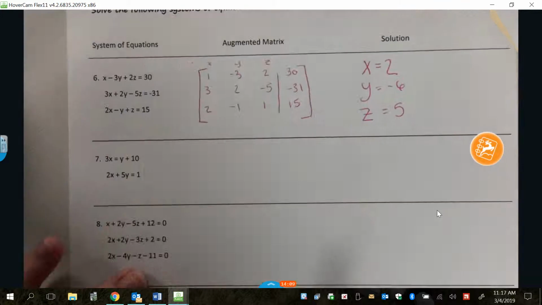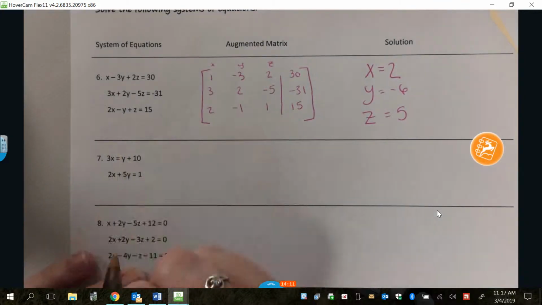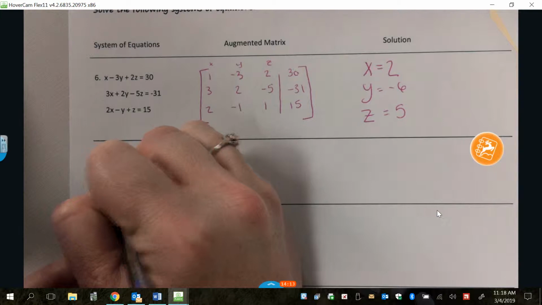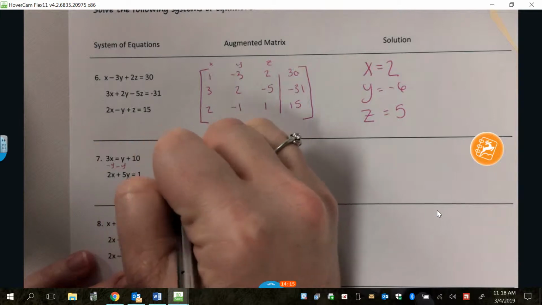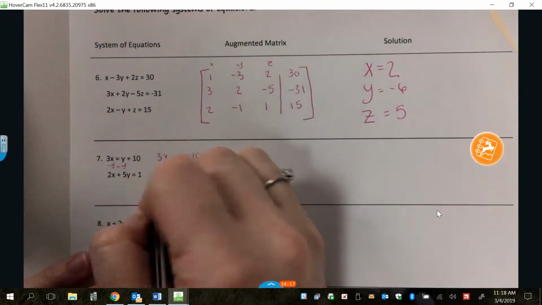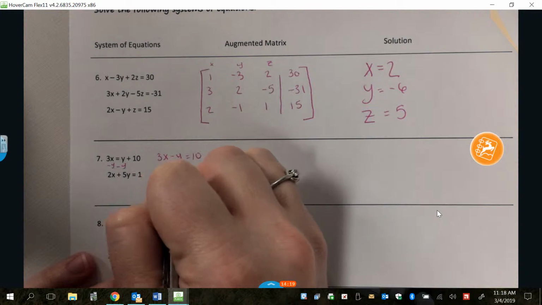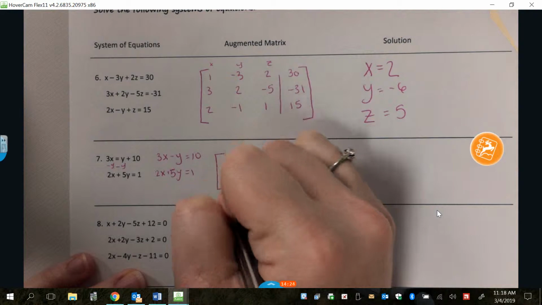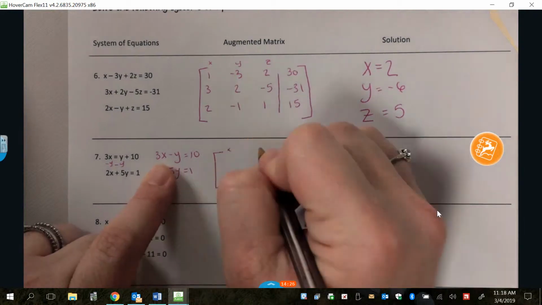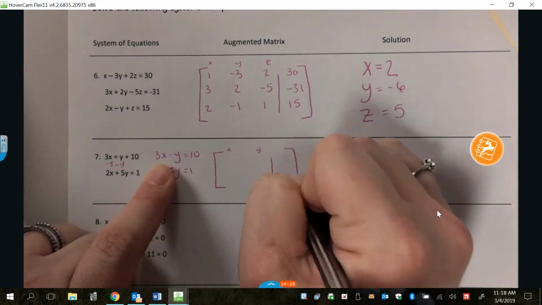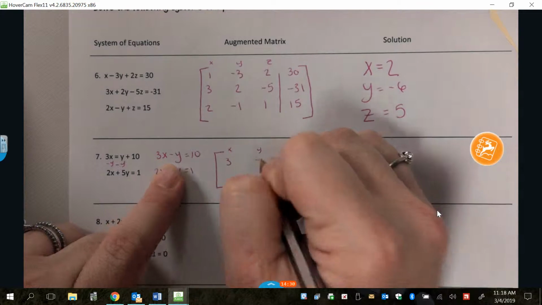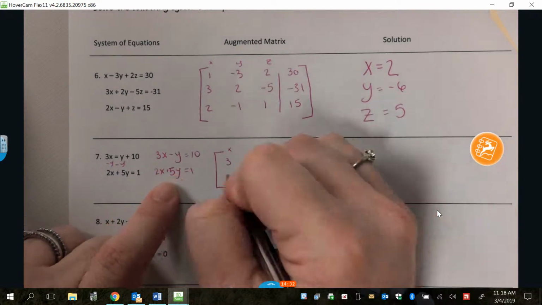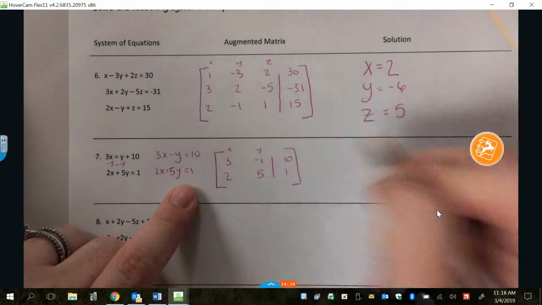So let's try this one. Have you noticed my y needs to be with my x, so I'm going to subtract y from both sides. And I'm getting 3x minus y equals 10. This is in proper standard form. So now make my matrix. So 3x's, negative 1y is 10. 2x's, 5y is 1.